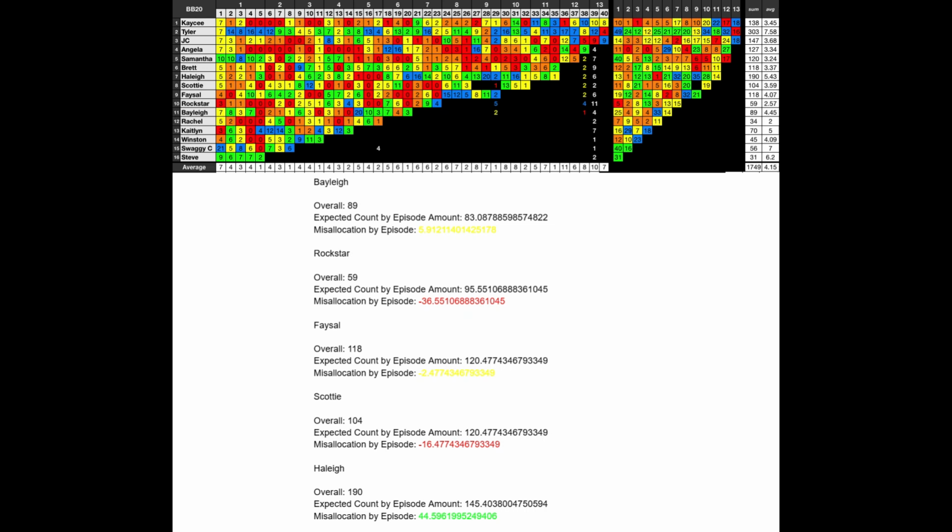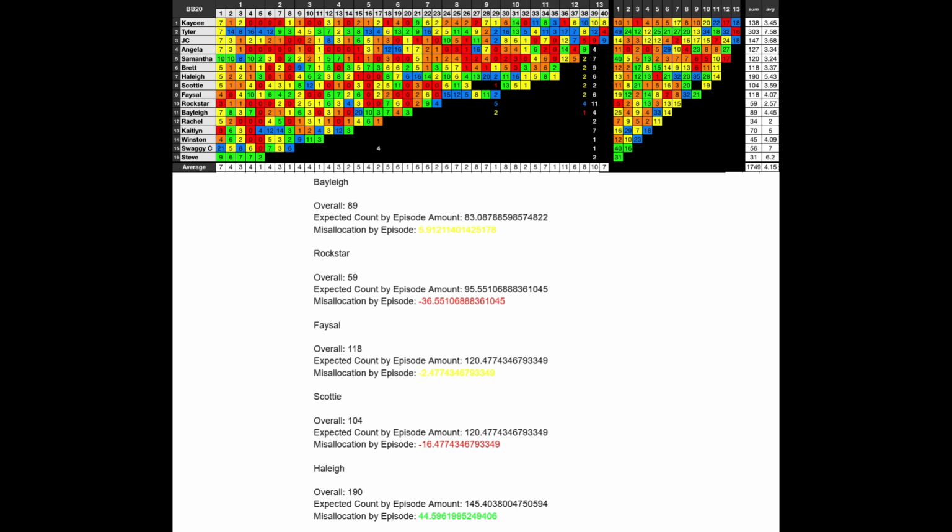Bailey got 89 diary rooms, and her expected count by episode amount is 83.08, causing a misallocation by episode amount of 5.91, so she is in that nice median range. Rockstar got 59 diary rooms, and her expected count by episode amount is 95.55, causing a negative 36.55 misallocation amount. A part of me is shocked by this because she is so unique, but a part of me isn't either since she really didn't win any competitions. She wasn't in power, and I feel like her allies were a bit more dynamic in comparison.